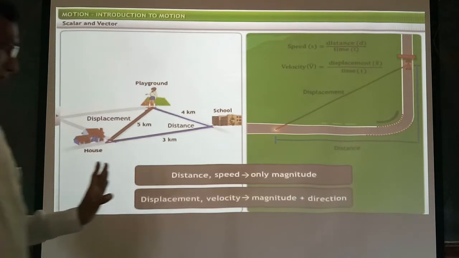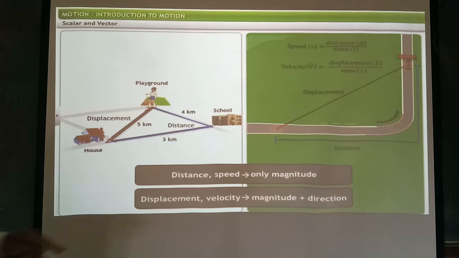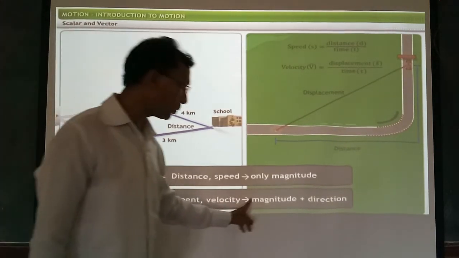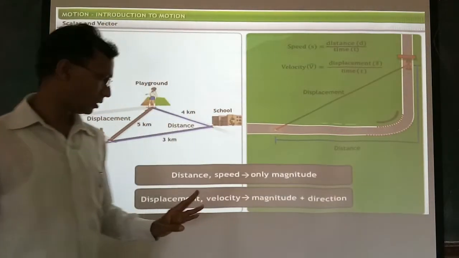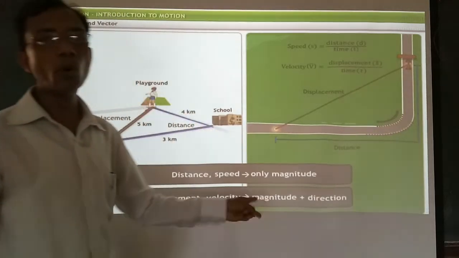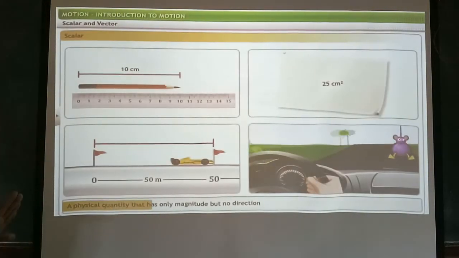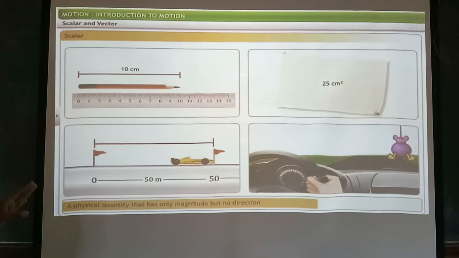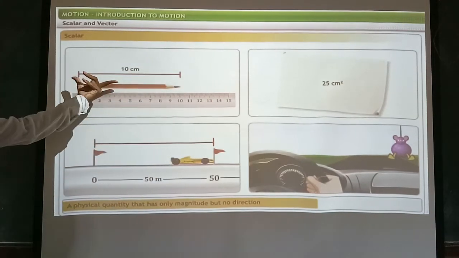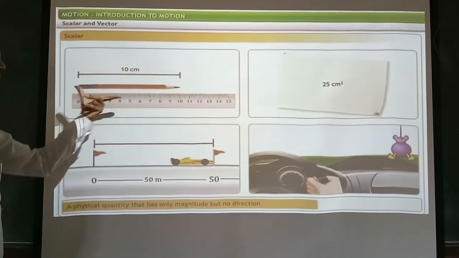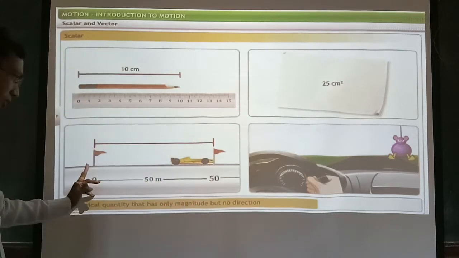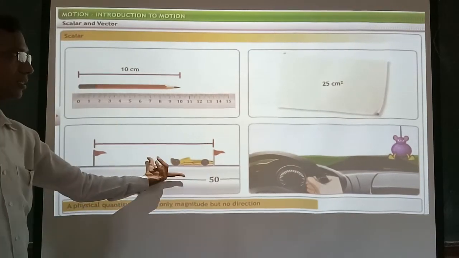Displacement and velocity have magnitude as well as direction, both. Now the scalar quantity: for example, a pencil and a scale. The length is 10 centimeter. Now this length, from 0 to 50 meter, covers the distance.